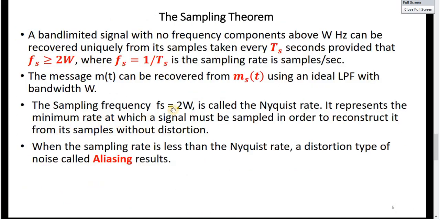The sampling frequency fs equal 2W is called the Nyquist rate. It represents the minimum rate at which a signal must be sampled in order to reconstruct it from its samples without distortion. When the sampling rate is less than the Nyquist rate, a distortion type of noise called aliasing results.